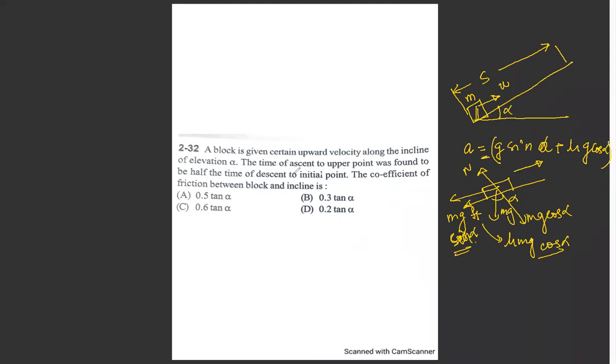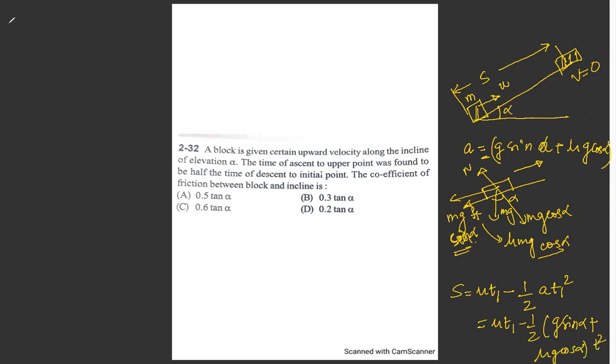The time of ascent to the upper point was found to be, but you know, when the block is going to reach the upper point, it will be at rest, so the final velocity of it is equal to 0. So I am going to write down the equation as s is equal to u t1 minus half a t1 square. T1 is the time with which it is going up, right? So I'm writing here u t1 minus half of (g sine alpha plus mu g cos alpha) t1 square.